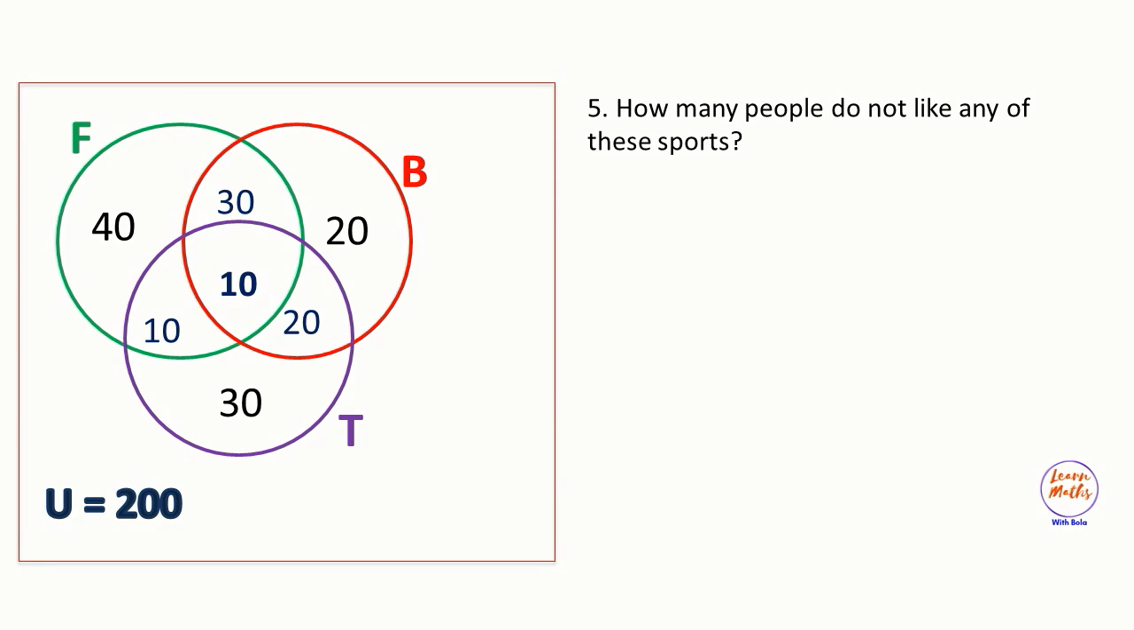Then the last question says, how many people do not like any of the sports? So when you want to solve this, you want to think that, wow, this is not given in the Venn diagram. Very true. But it can easily be solved. And how do we do this? The people who do not like any of the sports will be the people that are not in any part of the circle. So that means that you have to add all the numbers in the circle, and remove it from the total number of students in the survey.